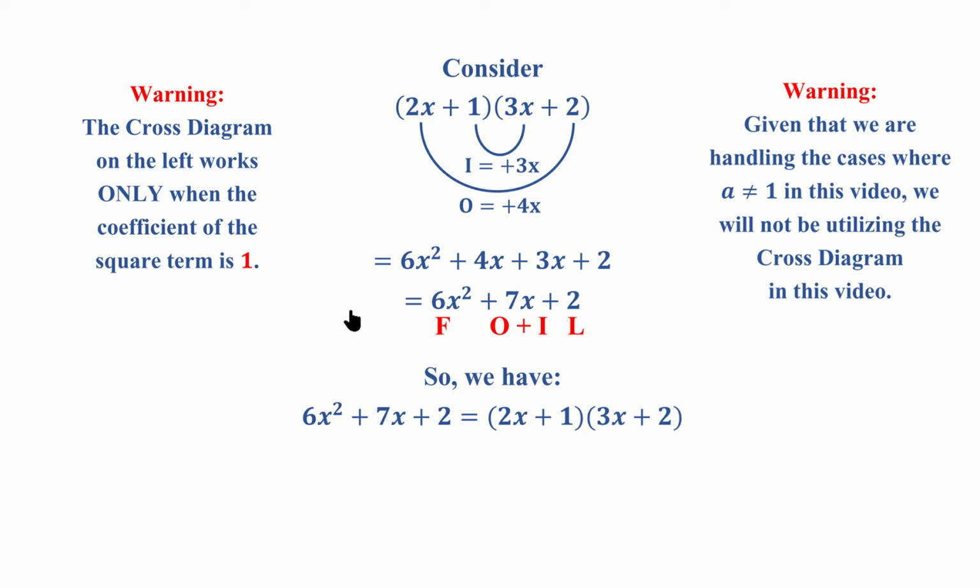And also, the cross method that we used when a, the lead coefficient, was 1, remember we had a quick shortcut that we used. We looked for two numbers whose product was the last number here and whose sum was the coefficient of the middle term. This will no longer work because the a here is not 1. So we will not be using the cross diagram in this section.